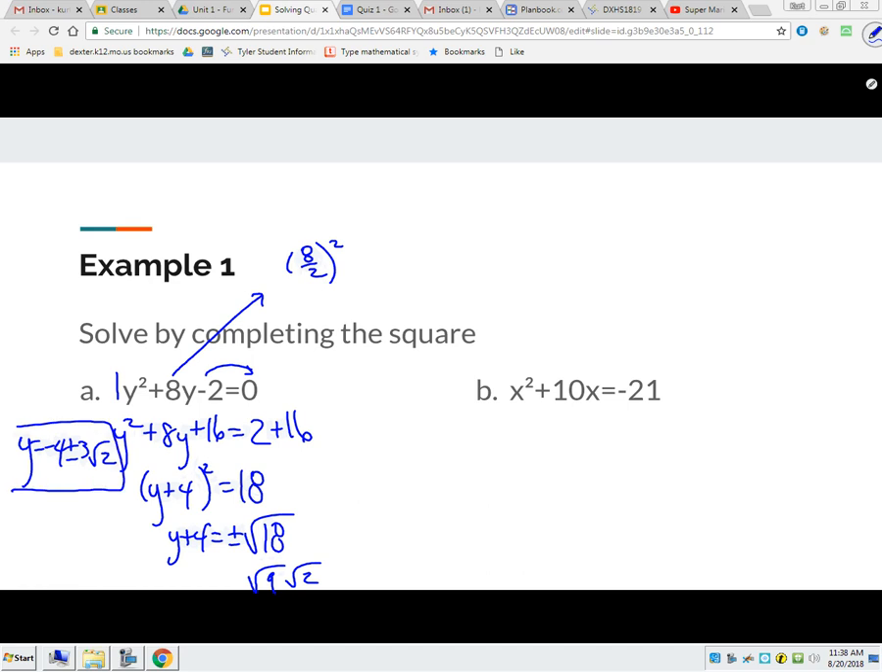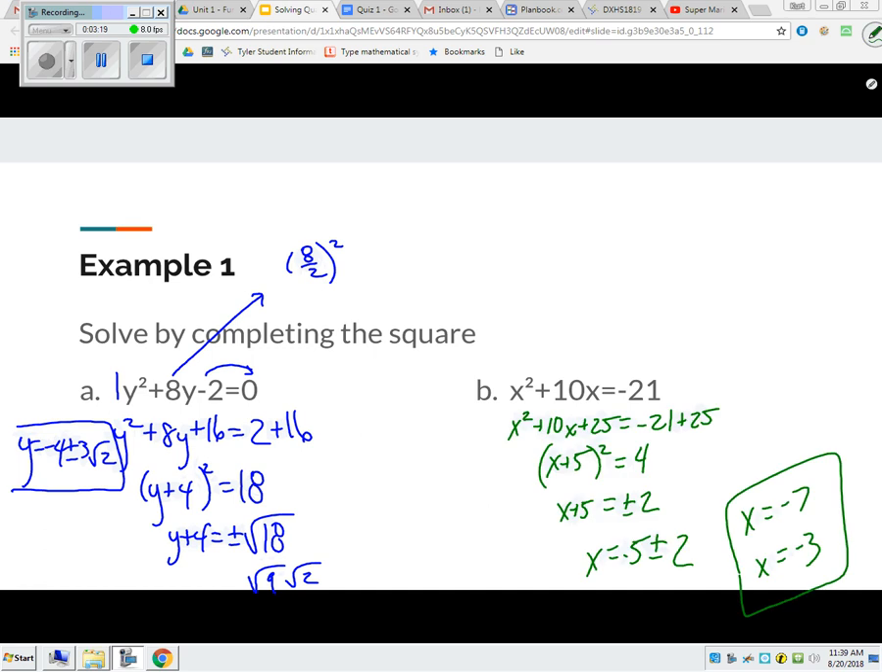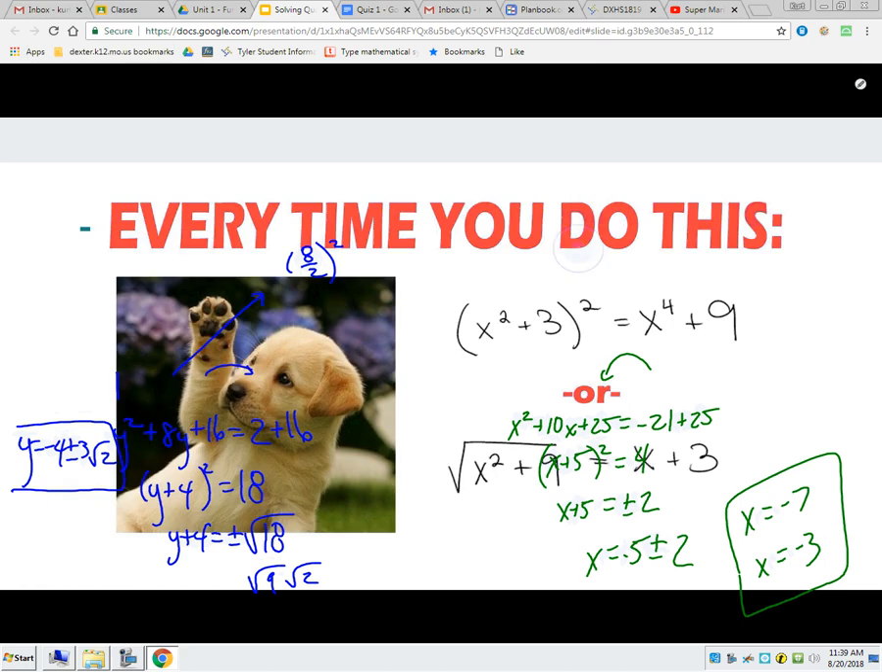I'm going to let you try part B. I've already got the -21 moved over. So you give this a shot, pause the video, and come back and see if we match answers. Okay, so I got -7 and -3. That answer came out a lot nicer, meaning that if I were just to add 21 to both sides, I would have got something that was factorable. So this completing the square is a good backup if you don't see how something is going to factor.